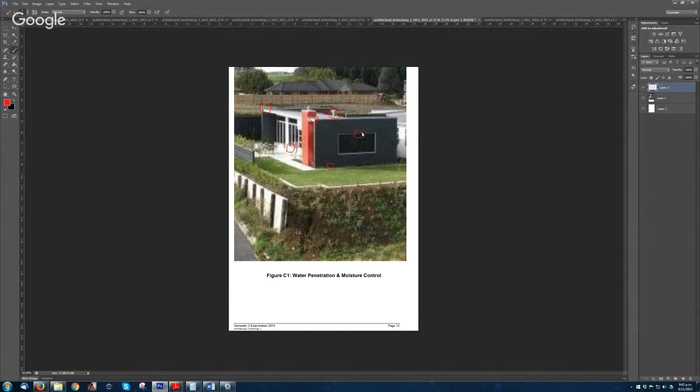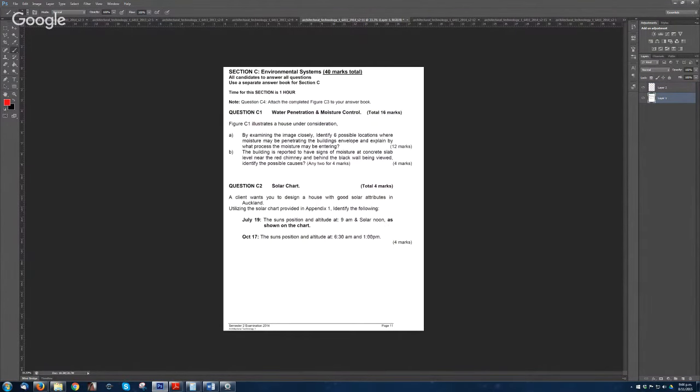So just remember, usually the windows, the bottom of the cladding, some roof penetrations, the roof where it meets the wall, and if there are some internal gutters. Okay, read the sun chart.